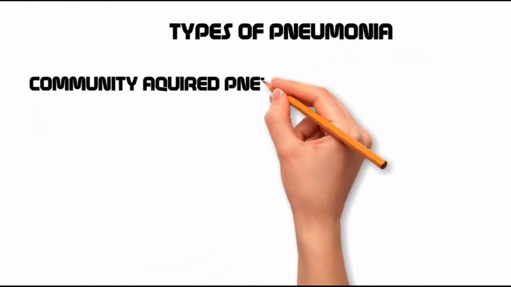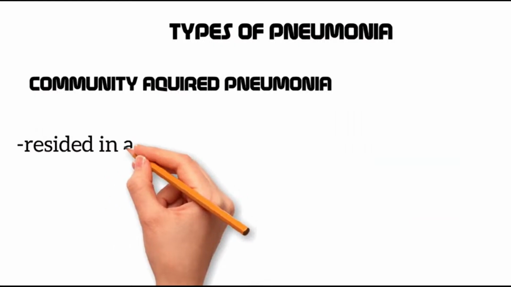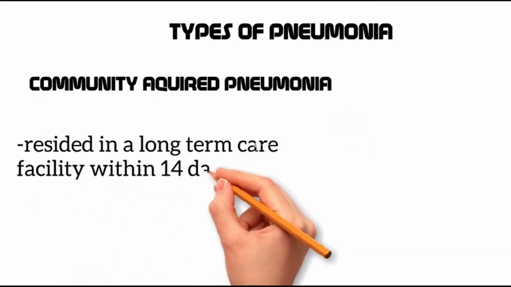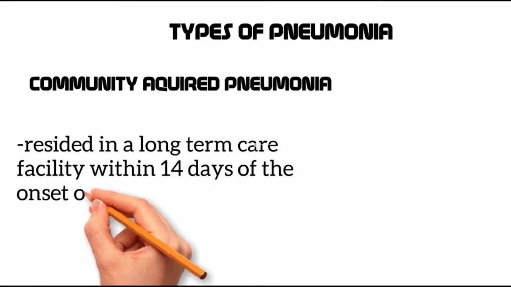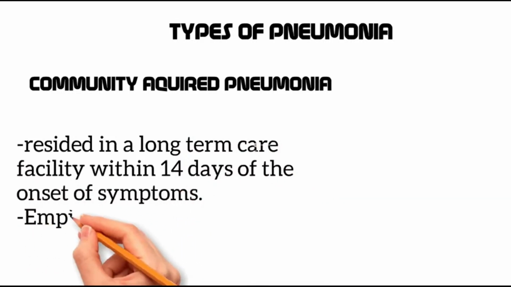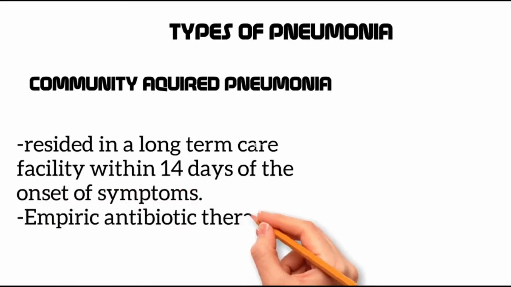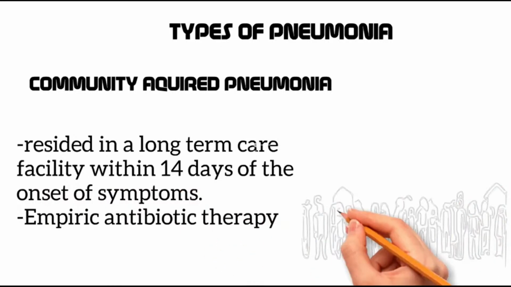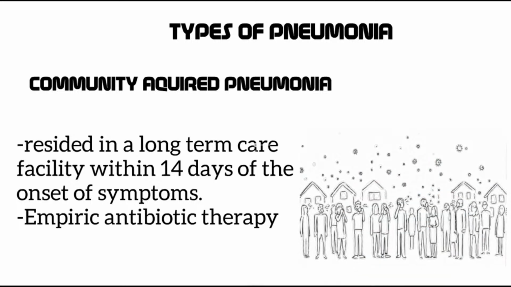Community-acquired pneumonia, CAP, is an acute infection of the lung occurring in patients who have not been hospitalized or resided in a long-term care facility within 14 days of the onset of symptoms. Empiric antibiotic therapy should be started as soon as possible. Empiric therapy is the initiation of treatment before a definitive diagnosis.